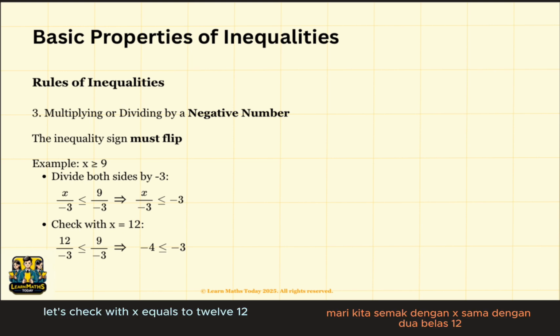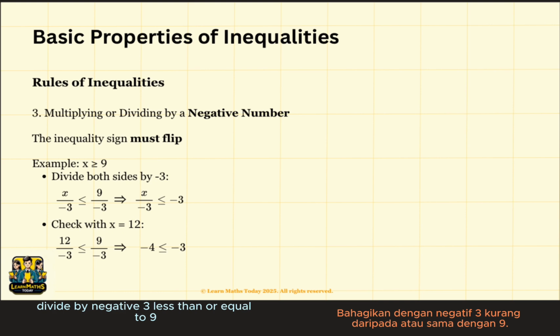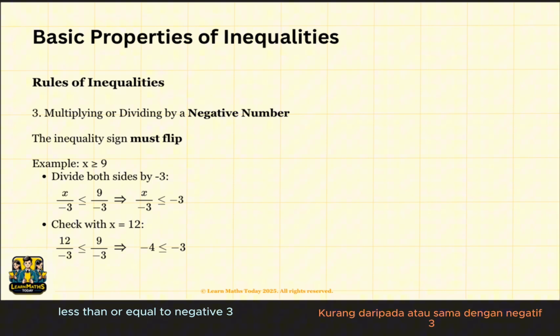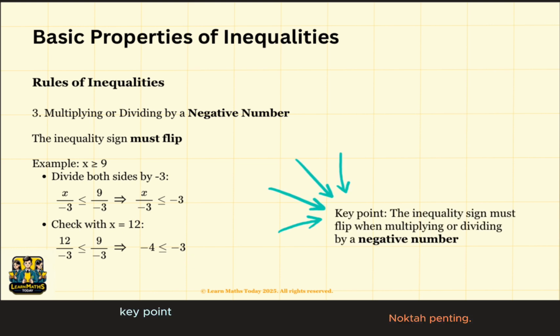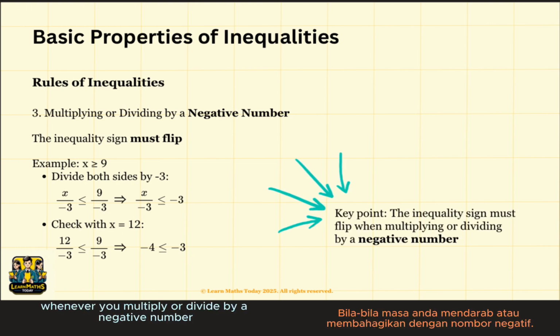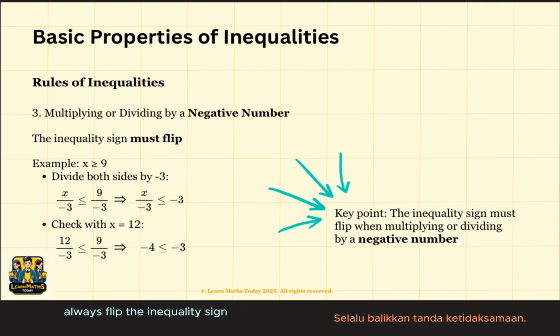Let's check with x equals 12. 12 divided by negative 3 less than or equal to 9 divided by negative 3. That gives us negative 4 less than or equal to negative 3. This shows the inequality is correct only if the sign is flipped. Key point: whenever you multiply or divide by a negative number, always flip the inequality sign.